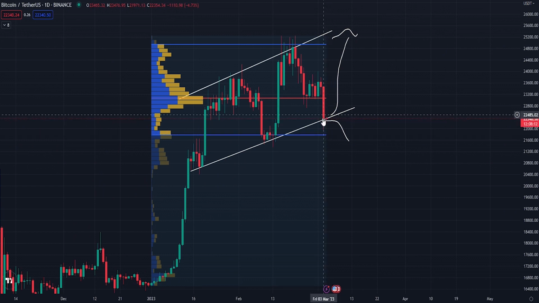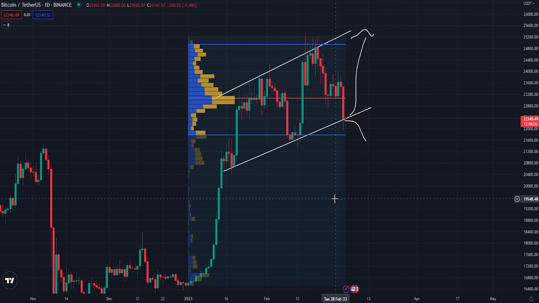But if we do lose this support trend line, as well as this, if this is broken below, then we very likely start to head lower still. Now, one of the things that we know affects crypto, but all of the global markets, is the current inflation situation and the US FOMC, the Fed meetings.